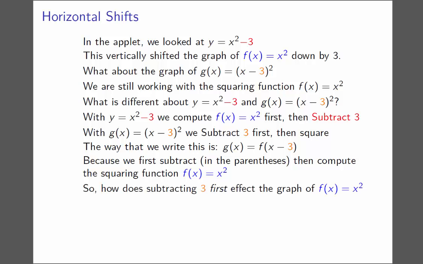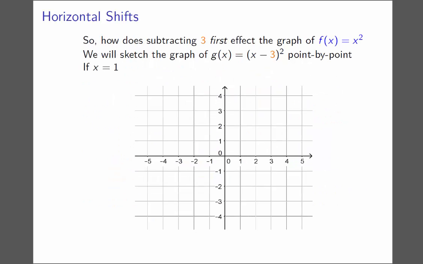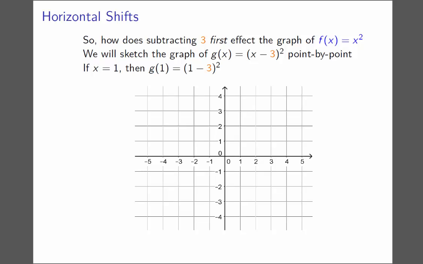So how does subtracting 3 first affect the graph of f of x equals x squared? To see this, we'll sketch the graph of g of x equals x minus 3 squared point by point. Let's first start with the point x equals 1. Here, g of 1 is 1 minus 3 squared. But 1 minus 3 is negative 2, so we have negative 2 squared, which is 4. So we get the point 1, 4 on our graph.